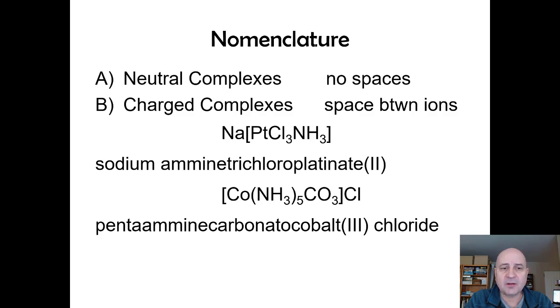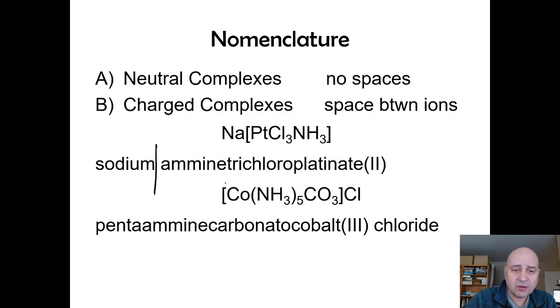So we have a complex that is not charged. It's all one name, no spaces. This can be one long name. If you have a charged complex, obviously your coordination sphere can have a positive or negative charge, then it needs a counter ion, and so we always put a space in between cations and anions when we name compounds. In the first of the two examples shown here, we have the coordination sphere as the negatively charged complex, so there's a space between sodium, the counter ion, and its name.